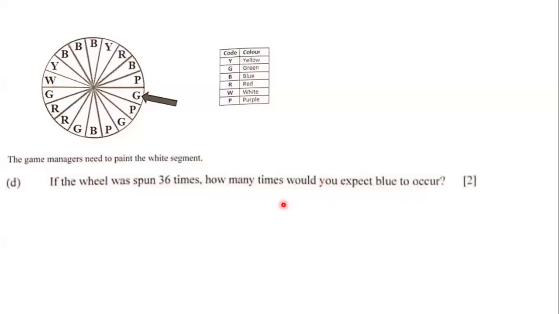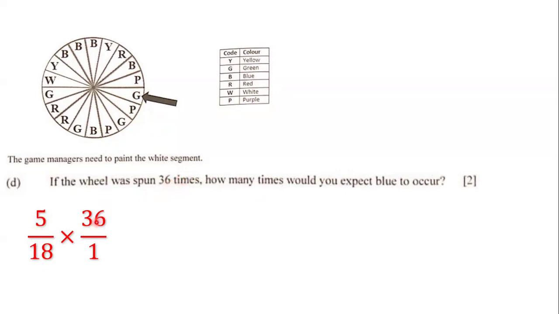Okay, first of all, what is the probability of blue? How many times does blue occur? Well, blue occurs 1, 2, 3, 4, 5. So blue occurs 5 times, and there are 18 segments. So it's going to be 5/18. That is the probability of getting a blue. Remember, the wheel is spun 36 times.